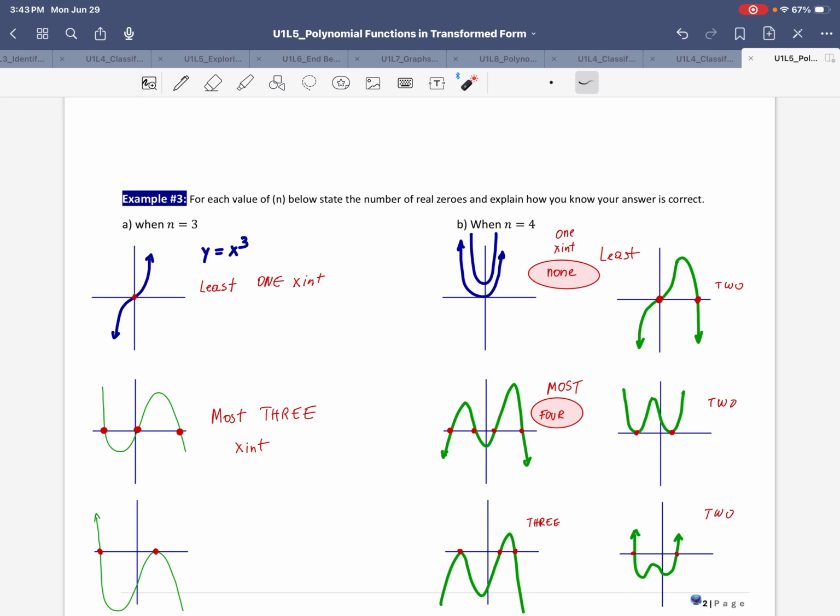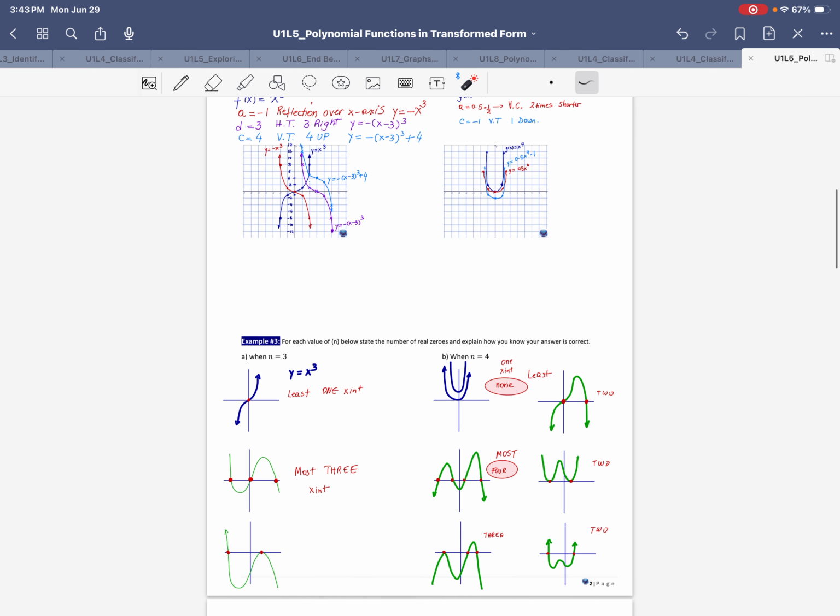This is the end of the practice questions with multiple transformations, applications of multiple transformations in polynomial functions.